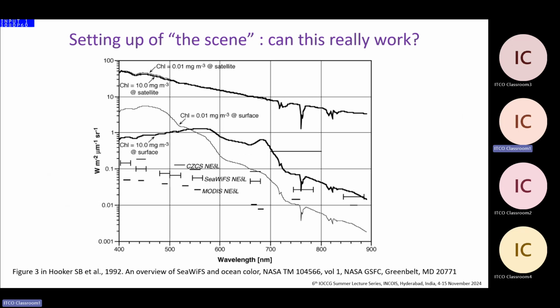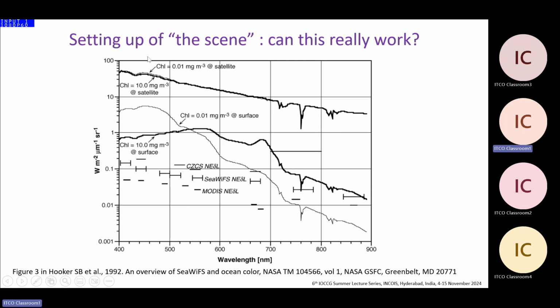So this plot, which I already used, is just to remind the essence of the problem in some way. This is the spectra of water-leaving radiance, and you have these two curves, which represent some of the extreme of what you can observe in the open ocean with chlorophyll 0.01 and chlorophyll 10, showing very clearly the difference in the spectral shape, and that's from that we can derive chlorophyll.